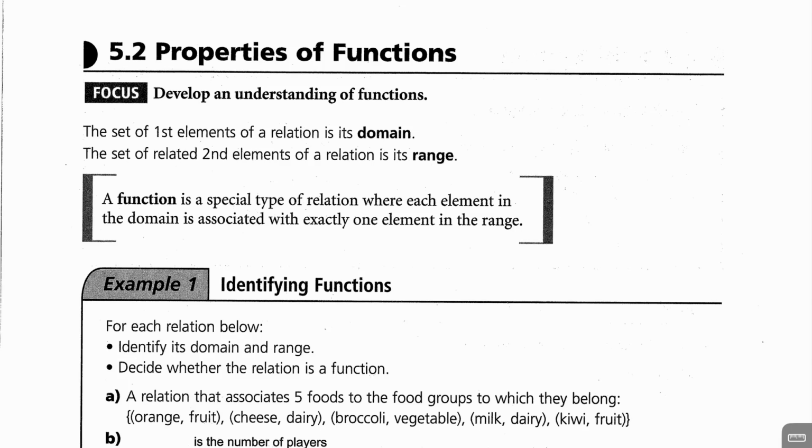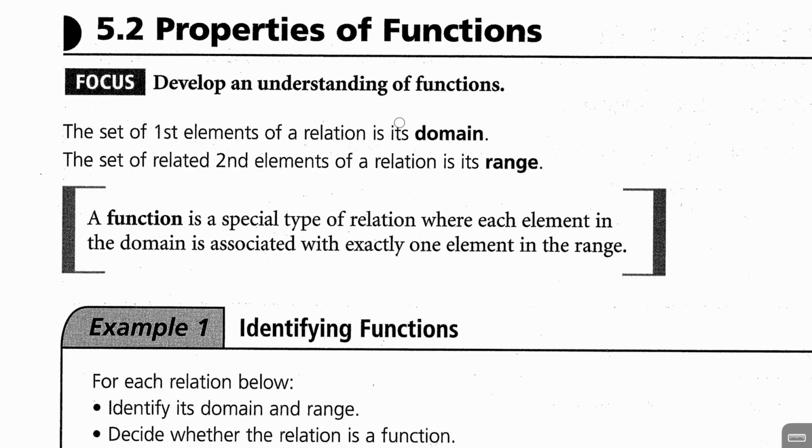So in this lesson we are working on assignment 5.2 and the skill builder 5.2, properties of function. You have a few important definitions before starting, so you should go through these definitions. First one, what is a domain? Domain is a set of first elements of a relation.